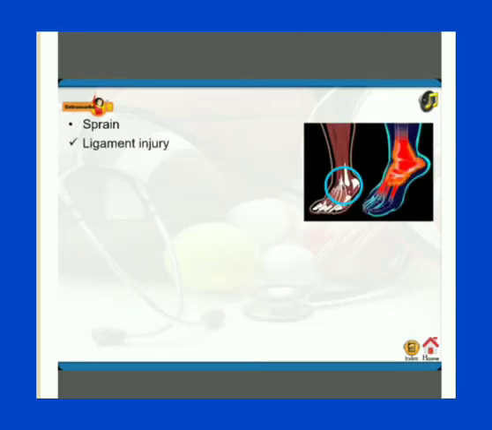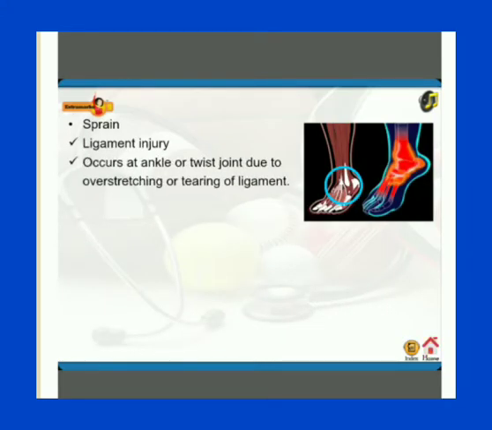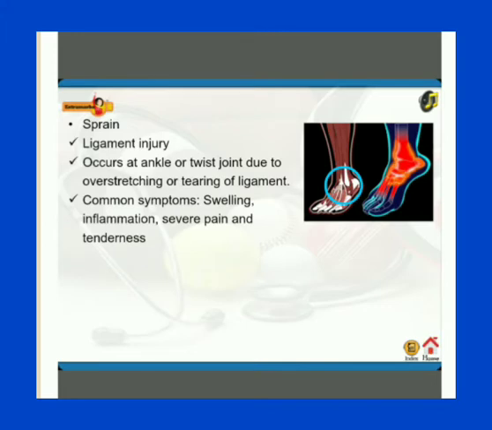Sprain is a ligament injury. It occurs at the ankle or wrist joint due to overstretching or tearing of a ligament. Swelling, inflammation, severe pain and tenderness are some common symptoms in this injury.